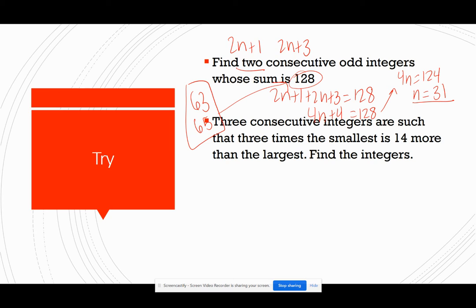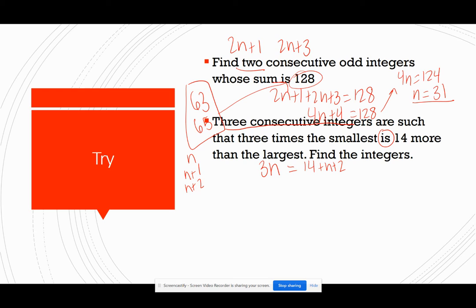Now we have 3 consecutive integers such that 3 times the smallest is 14 more than the largest. This seems a little bit overwhelming, but let's break it up. We have 3 consecutive integers, just plain integers. So we know that's n, n plus 1, n plus 2. I like to write this over here to remind me what I'm working with. So we have 3 times the smallest. The smallest is n. So 3 times n is 14 more than the largest. n plus 2 is the largest, so 14 plus n plus 2.